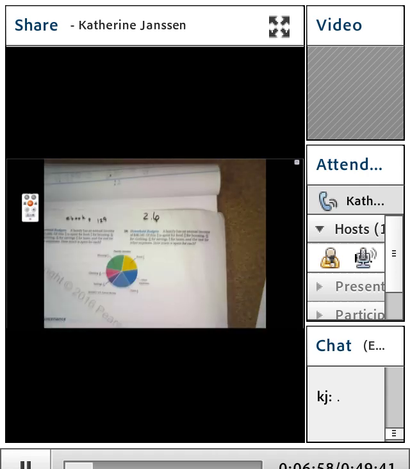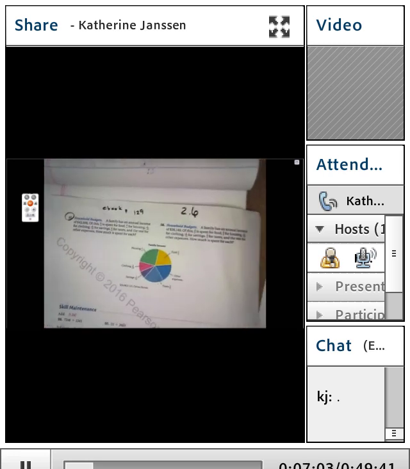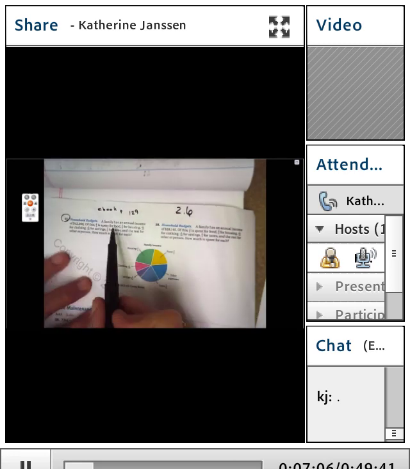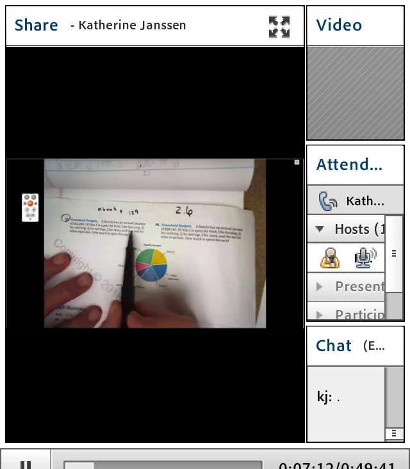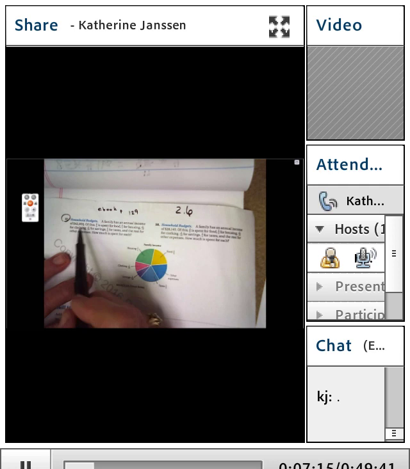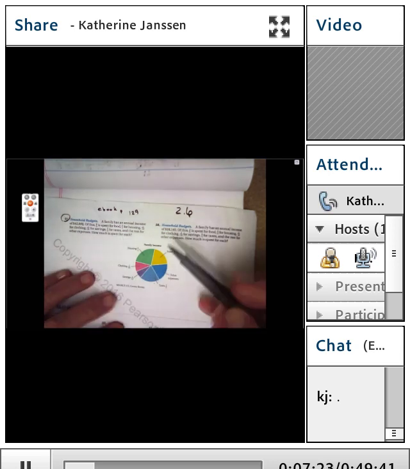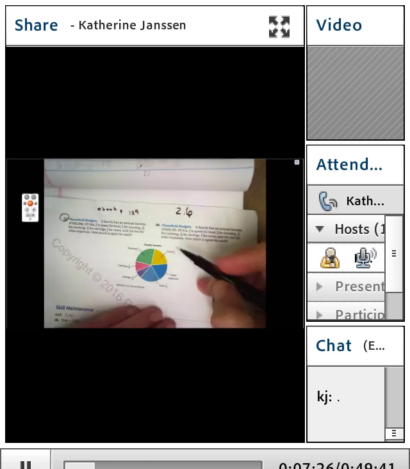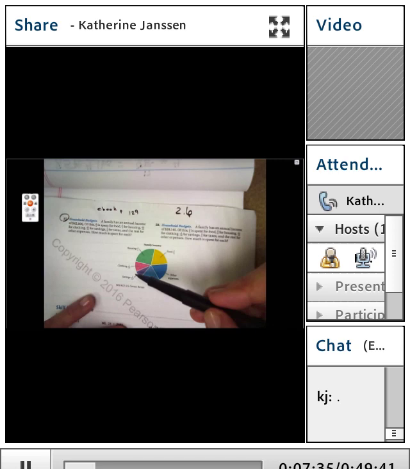On page 129, we want to be able to read circle charts. Number 57, a family has an income of $42,000. Of this, 1/5 is spent for food, 1/4 for housing, 1/10 for clothing, 1/14 for savings, 1/5 for taxes, and the rest for other expenses. How much is spent on each category? Well, here's our circle chart, and we can see that food is 1/5. Other expenses is represented. Taxes is 1/5. Savings is 1/14, clothing represented by 1/10, and housing represented by 1/4.